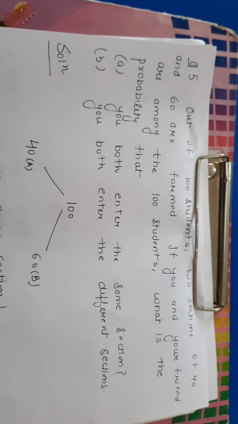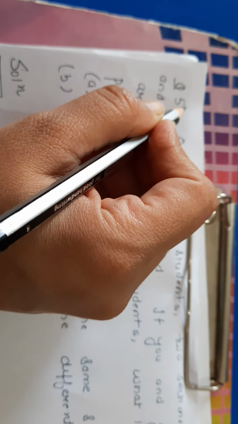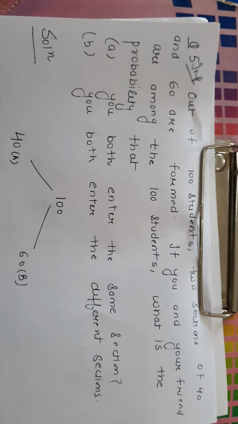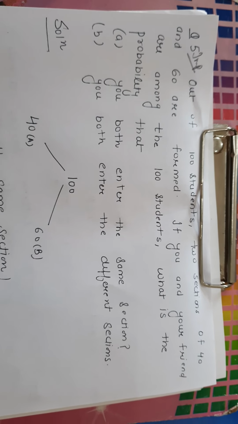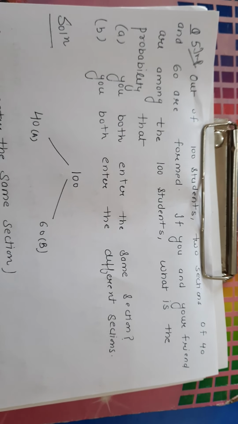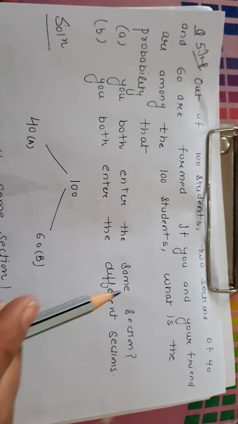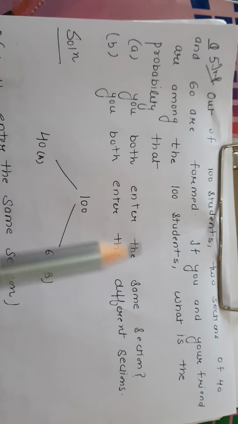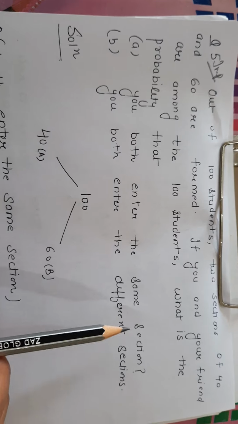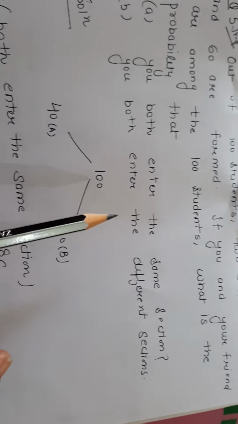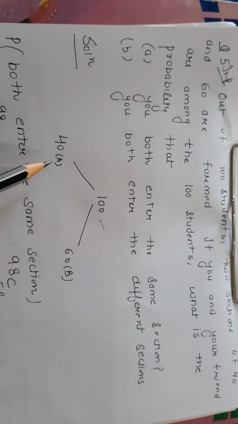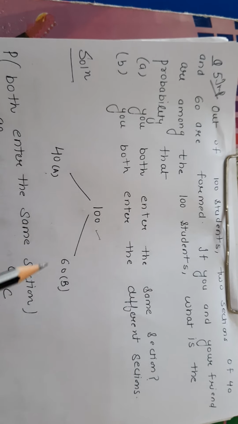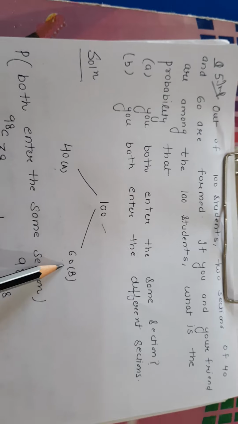Question number 5. This is a very important question. Out of 100 students, 2 sections of 40 and 60 are formed. If you and your friend are among the 100 students, what is the probability that you both enter the same section, or you both enter different sections? Now the total students are 100. In first section you have to select 40. In second you have to select 60.